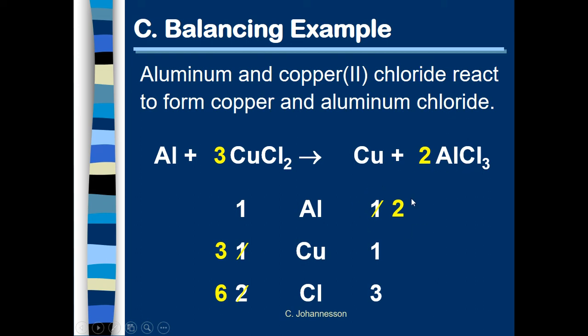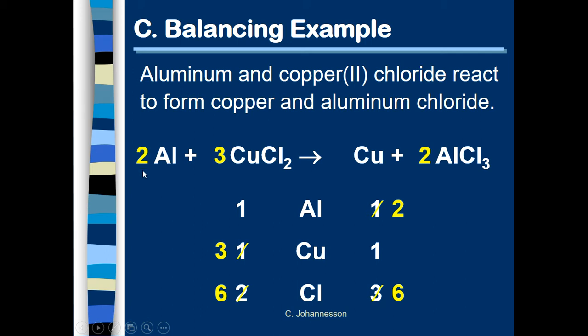See, 2 times 1 is 2, but it fixed our chlorines. Okay, so chlorines are equal. Make sure you update your atoms when you add a coefficient. And then you can go back and fix the copper and aluminum that you messed up pretty easily, okay?